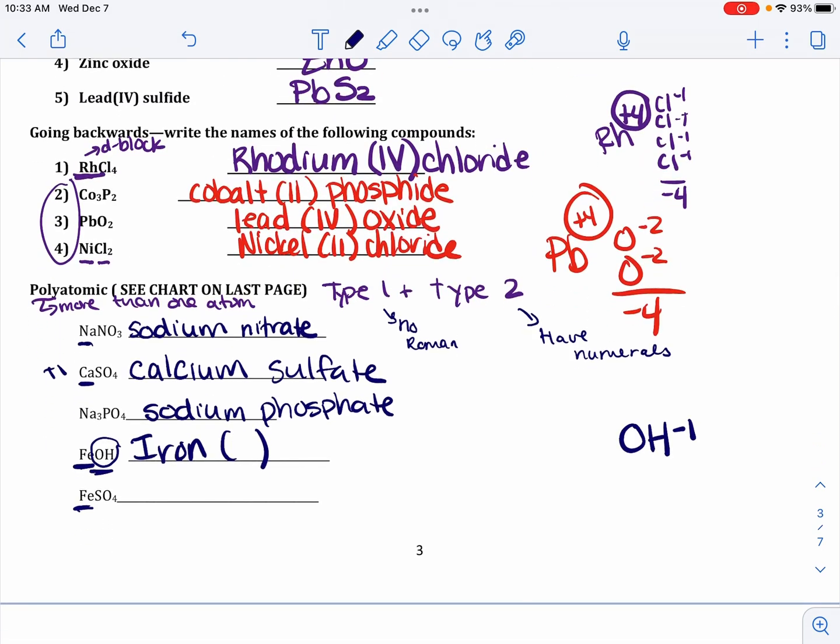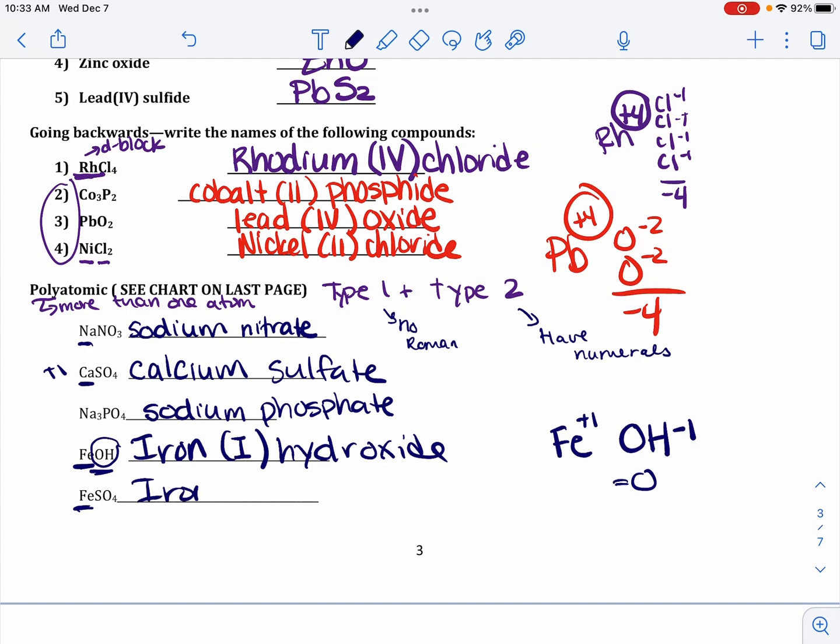So it's iron, Roman numeral, hydroxide. I need to figure out the Roman numeral. And again, the Roman numeral is the charge of the metal. In this compound, I have one OH and one iron. If hydroxide has a -1 charge, that means the iron must be +1 so that they equal 0. So that tells me iron has a +1 charge.